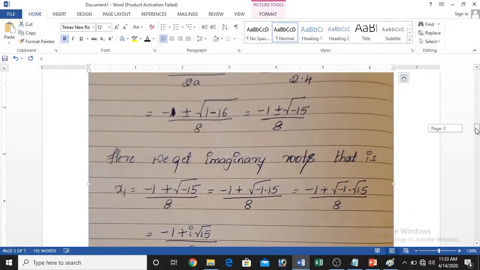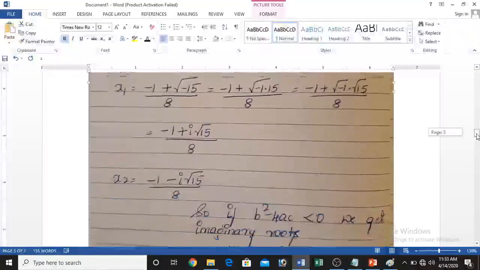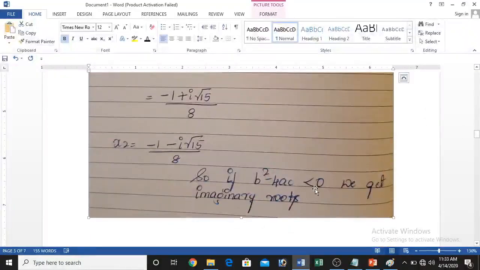That means whenever you have b square minus 4ac less than 0, we get imaginary roots. That means the number is an imaginary number. We cannot tell exactly what that value is. So previously, when b square minus 4ac is equal to 0, we get both the roots equal. If b square minus 4ac is negative, we get imaginary roots.